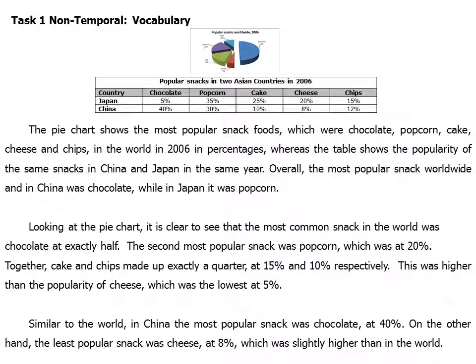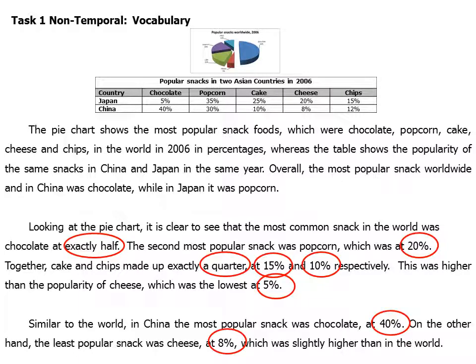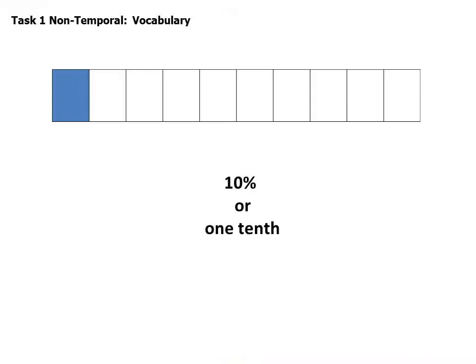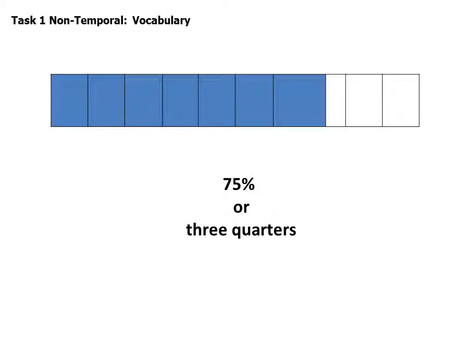In terms of the vocabulary for this kind of writing, one of the key features is how we report the numbers. Sometimes we want to give numbers, sometimes we want to give fractions in words, a mix of both. And this is some revision for you of the key fractions that you should know.